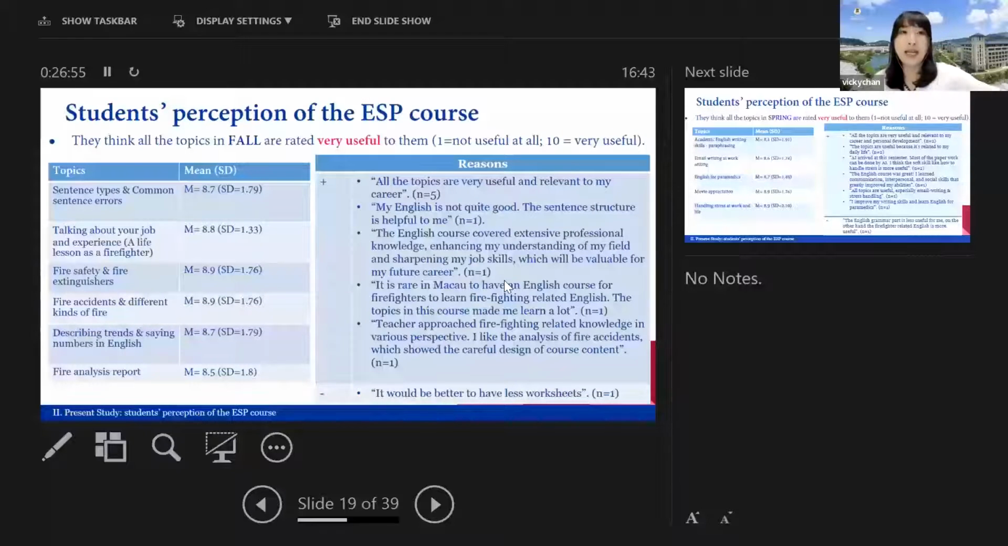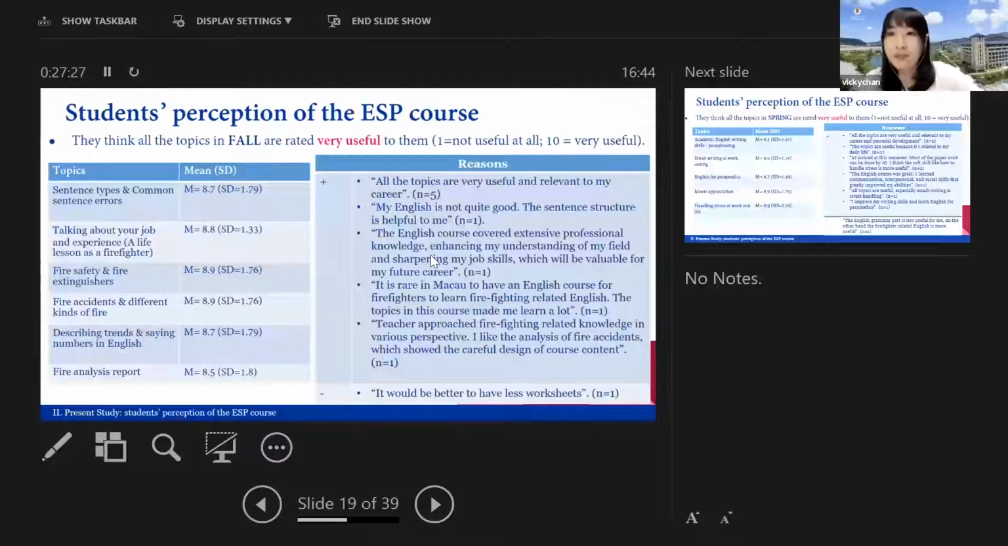And here, because I also asked them to rate how useful they think each topic they learned in the semester was, I wanted to see whether they would prefer the general English input or the very narrow-focus ESP input. Surprisingly, they rated all the topics as very useful to them, basically because, again, they are very useful for their career.